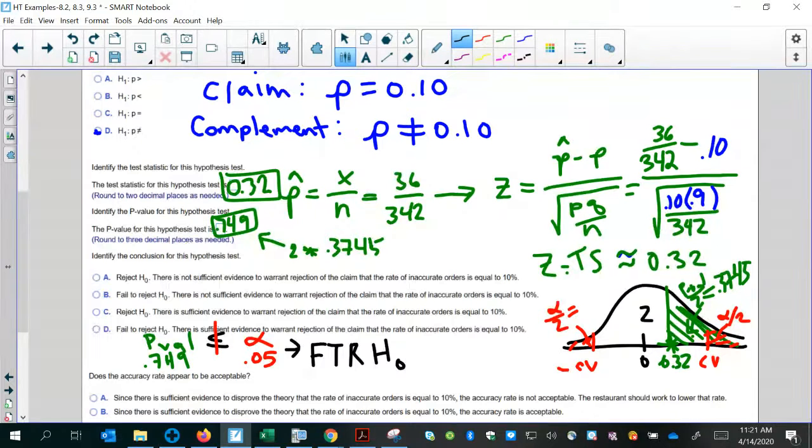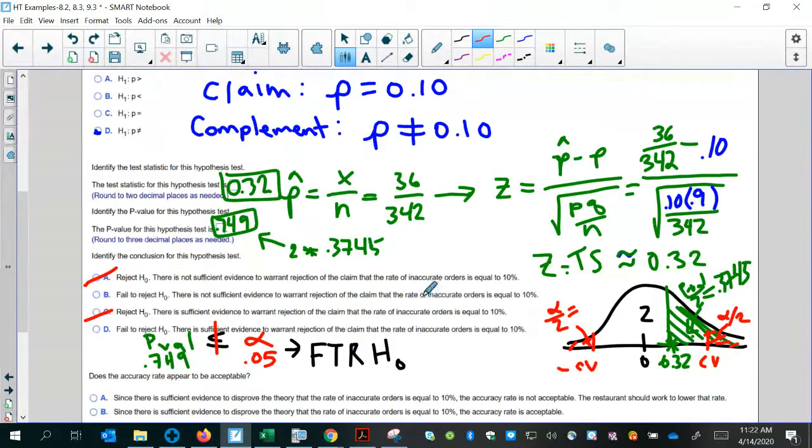That means we can rule out anything that says reject. So A is not possible and C is not possible. The only two answers that could be right are B and D. So we'll read the rest to see which one makes sense. The first one says there is not sufficient evidence to warrant rejection of the claim that the rate of inaccurate orders is equal to 10%. The second one, or D, the second option left, there is sufficient evidence to warrant rejection of the claim that the rate of inaccurate orders is equal to 10%.